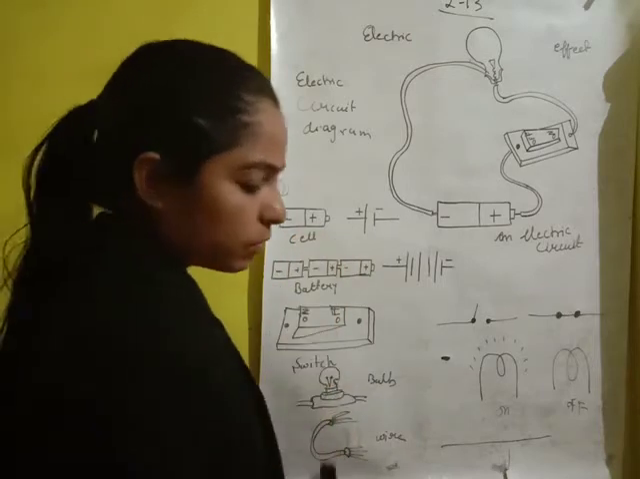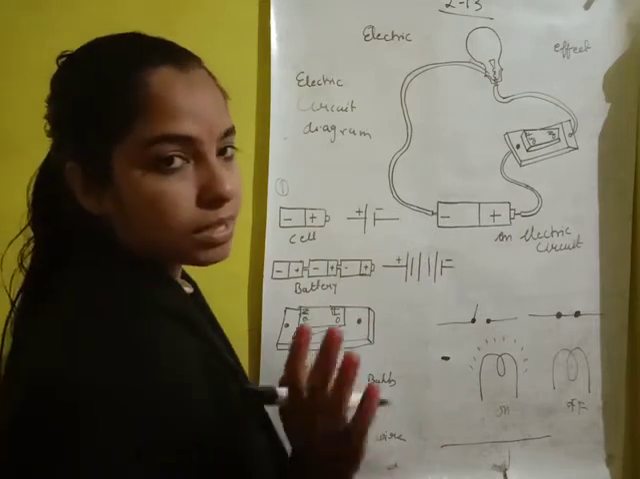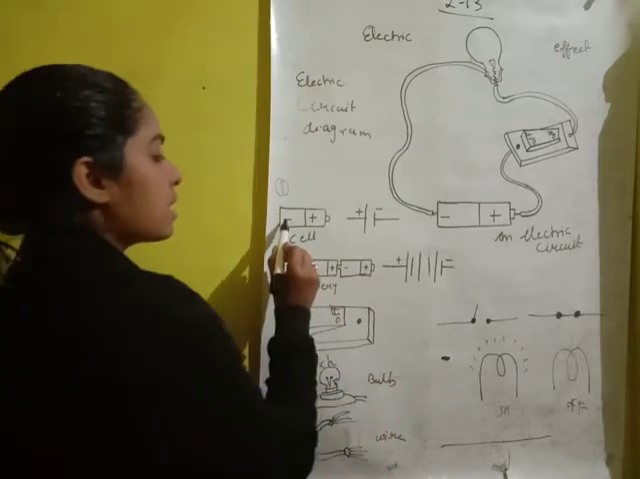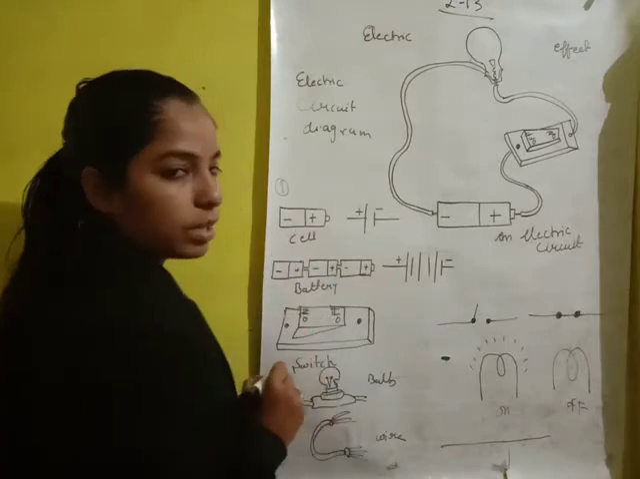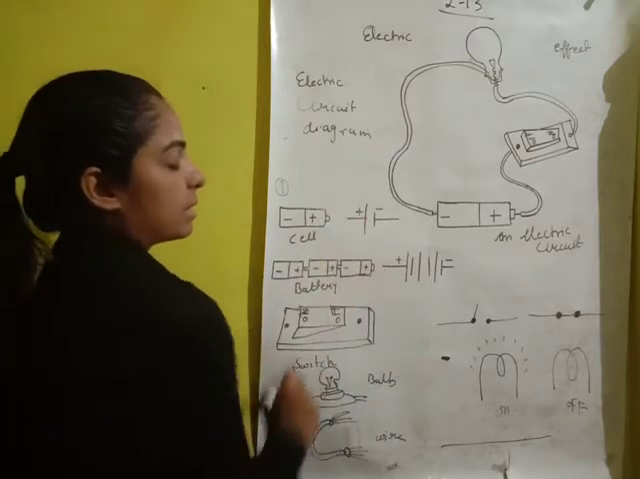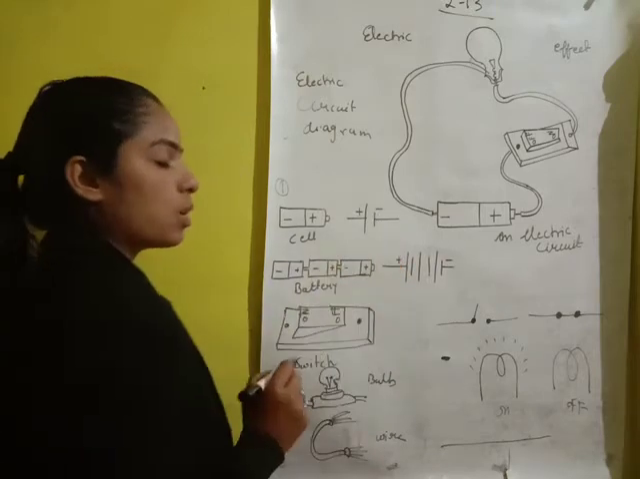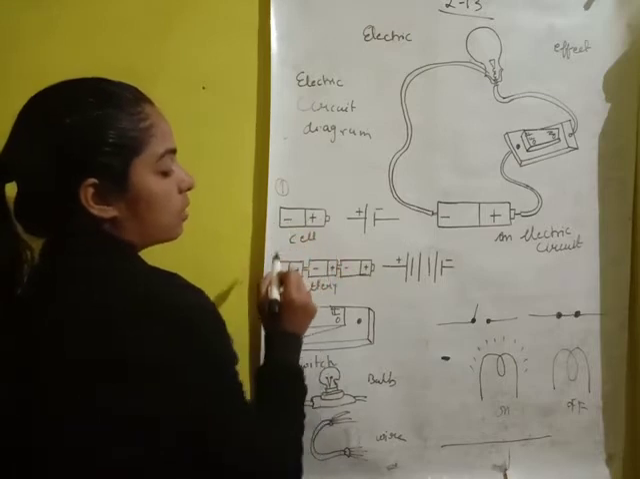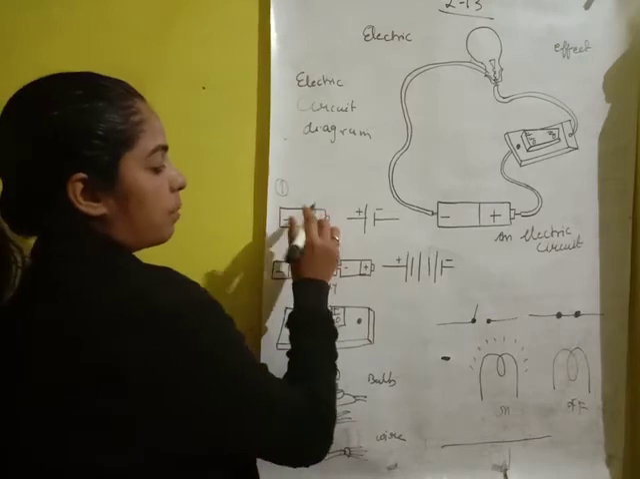I will tell you the functions of the cell and battery later. In this video you only have to know the structure of these components and how to join them. To draw a cell in a circuit diagram, the big terminal is positive and the small terminal is negative. For a battery, the long, big terminal is negative and the small terminal is positive.